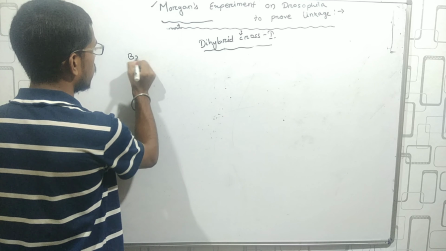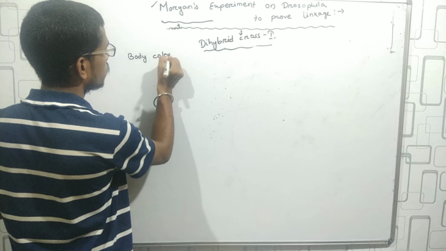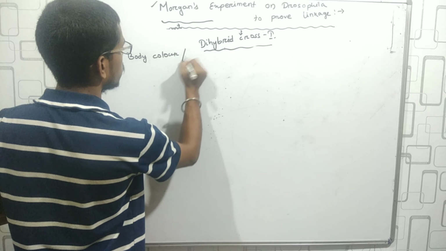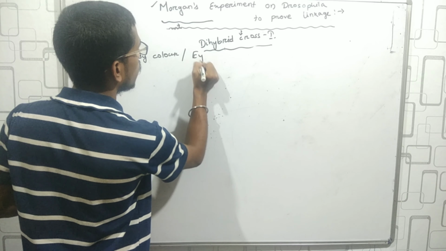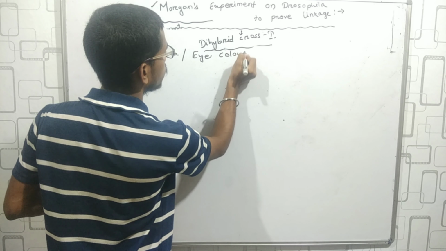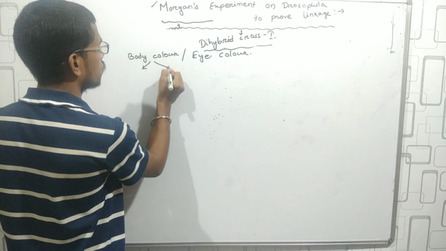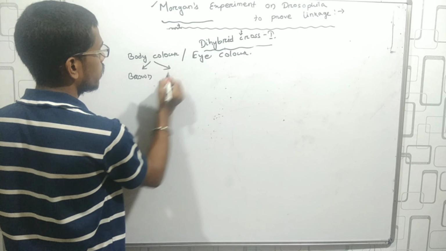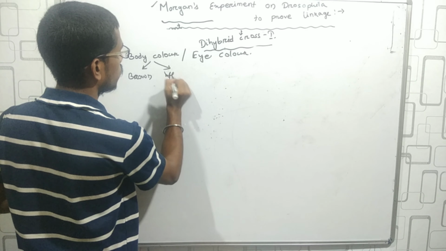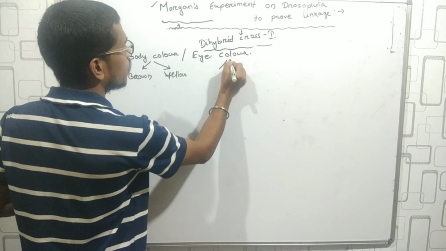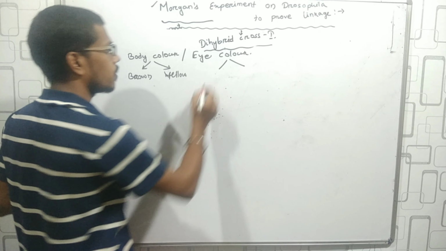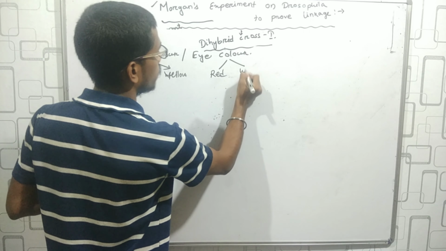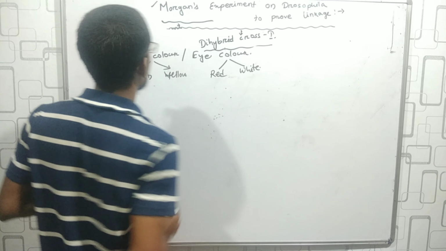One is body color and another is eye color. For body color there are two varieties: one is brown, another is yellow. For eye color there are two varieties: one is red, another is white.